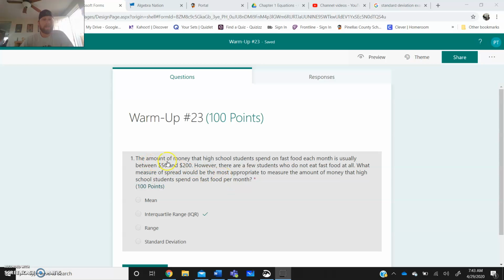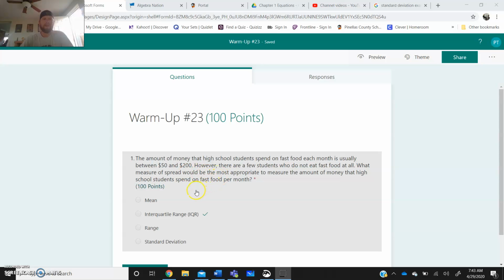First thing, it says the amount of money that high school students spend on fast food each month is usually between $50 and $200. However, there are a few students who do not eat fast food at all. What measure of spread would be most appropriate to measure the amount of money that high school students spend on fast food per month? So it already ends up varying. The most amount of money they spend is 200. The least amount of money they spend is zero. Key thing is, what measure of spread would be most appropriate?